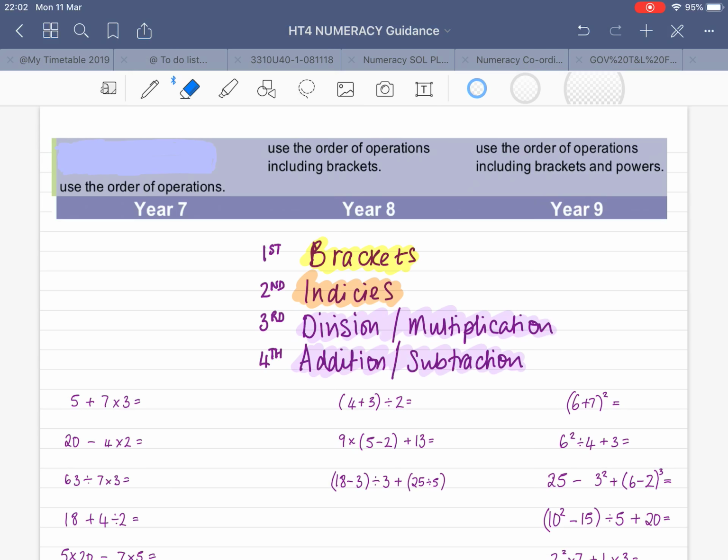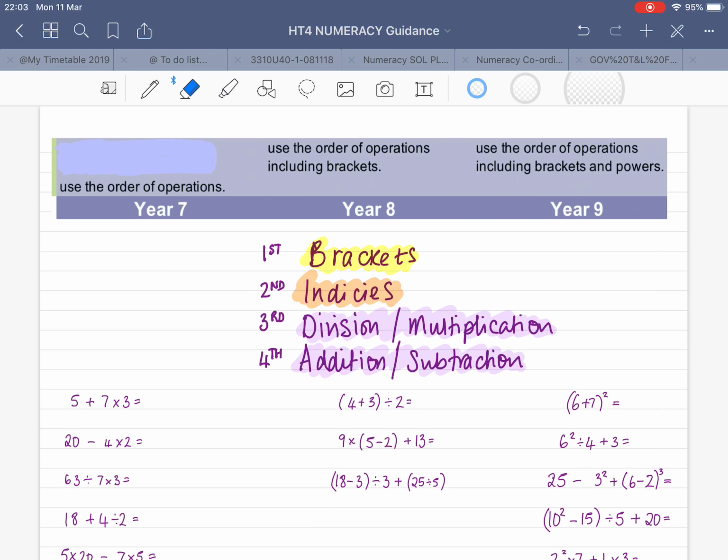Okay, so the use of BIDMAS, or brackets, indices, division and so on, in maths questions is generally forgotten by many students outside the actual maths lesson. So just to run through the basic rules, top priority will be brackets, introduced in year 8. Second highest priority is indices or powers, power of 2, power of 3 being the most popular.